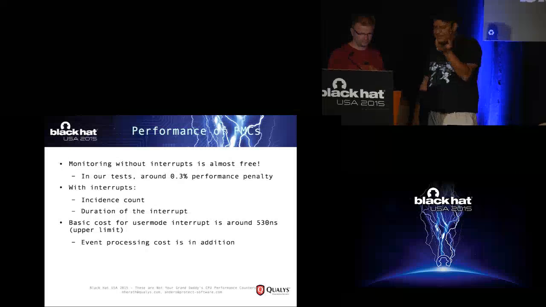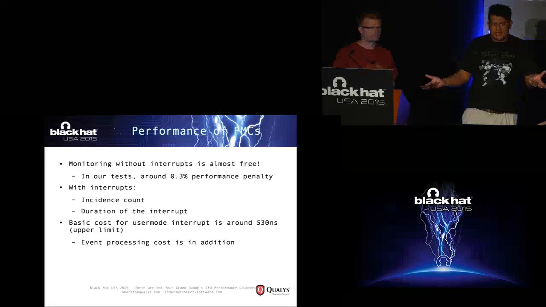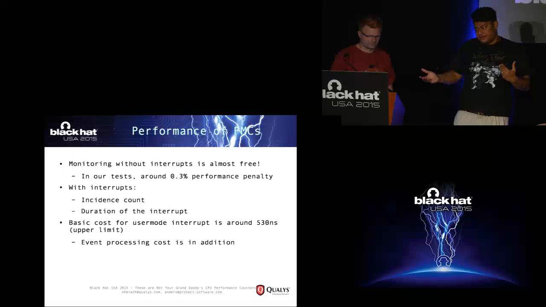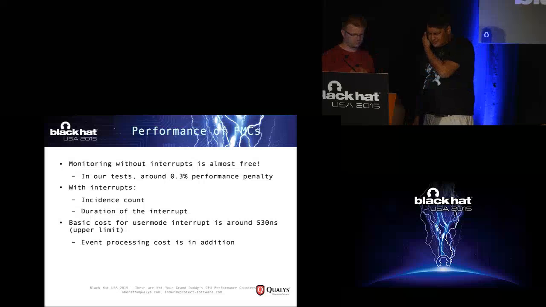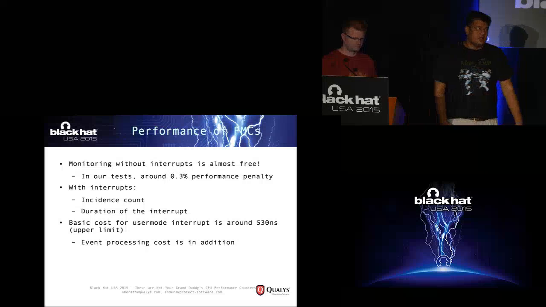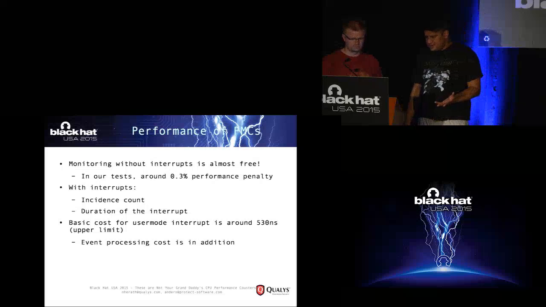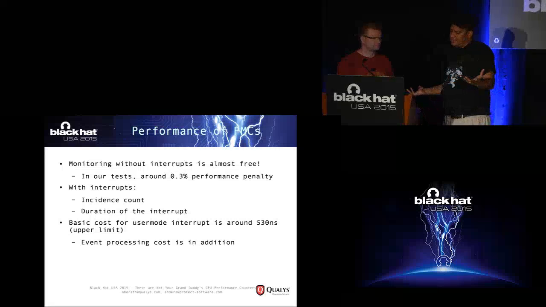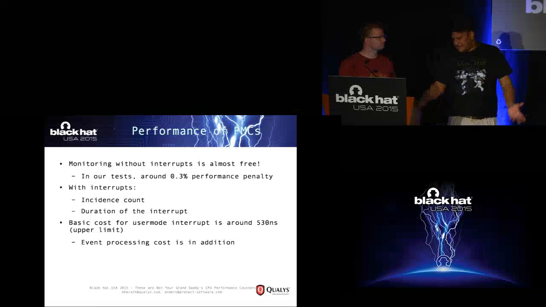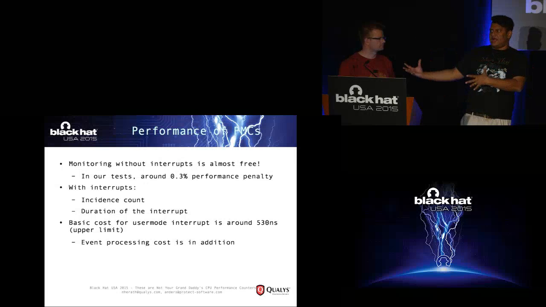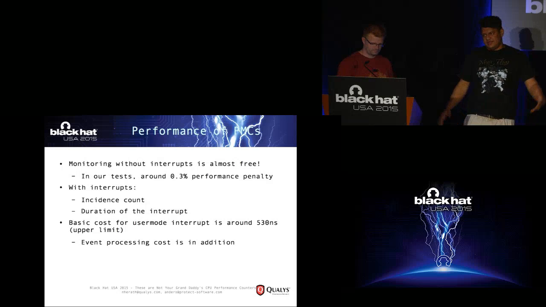And with the interrupts, you can get the incidence count, obviously, and you can also see the duration between two events if you wanted to. In terms of the cost of using the PEBS system, the user mode cost of receiving this interrupt could be 500 nanoseconds plus, and the event processing cost, as in your decision making after you have seen this event, is on top of that.